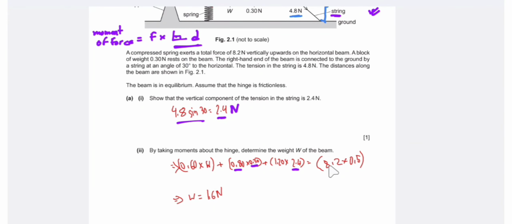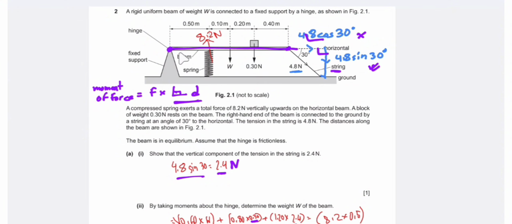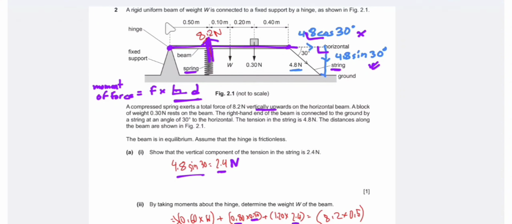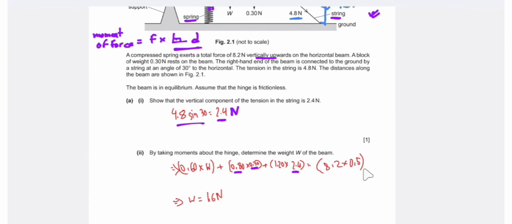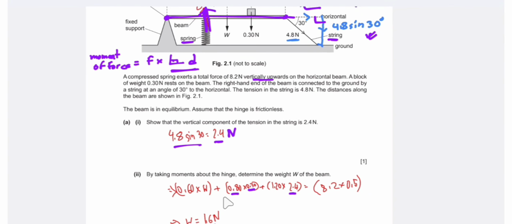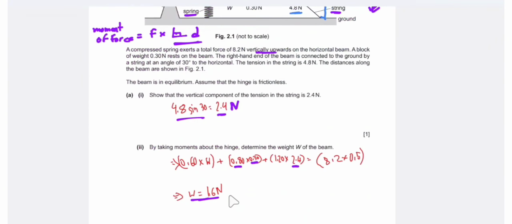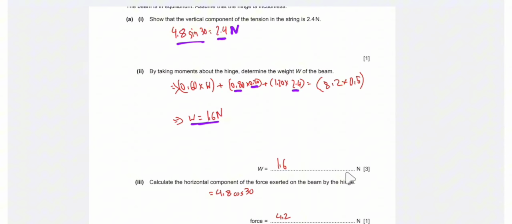So what is the anticlockwise moment? The only anticlockwise moment in this diagram is caused by the spring, that is 8.2 Newton, acting vertically upward. So 8.2 Newton, and the distance from the pivot is 0.50, and it is the perpendicular distance. After substituting the values, we get the weight as 1.6 Newton. So the weight is 1.6 Newton.